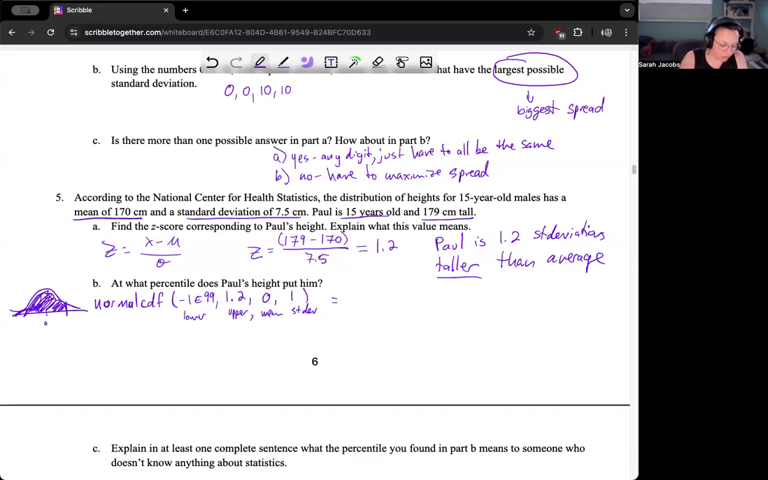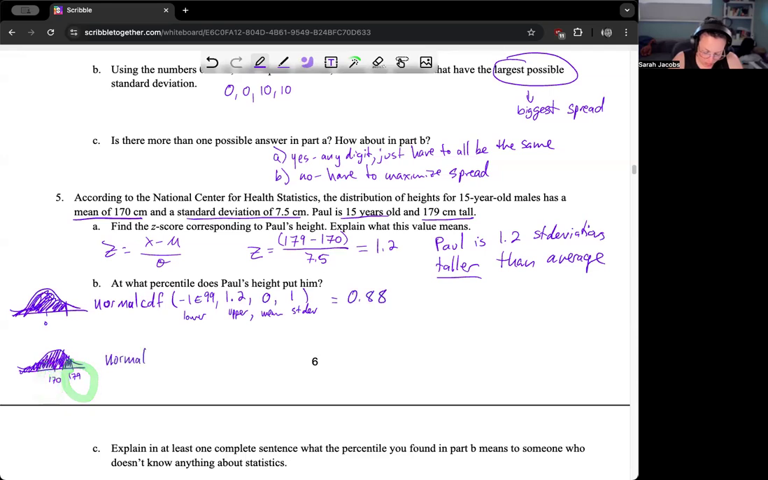When we put this into our normal CDF, in our normal way, we get that he's at about the 88th percentile. If you were going to do this with the actual values, same process, 170 is our mean. 179 is up here. Notice I'm not marking every single standard deviation. I don't always need to do that, only when I'm using the empirical rule. This time I'm just marking the mean and my point of interest.